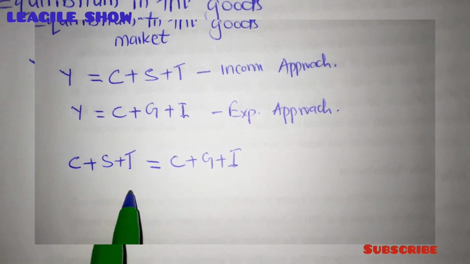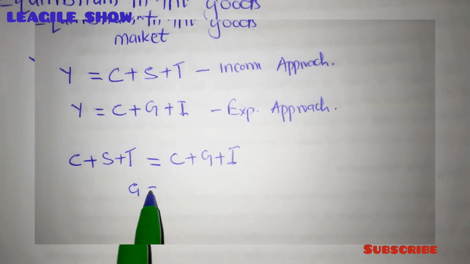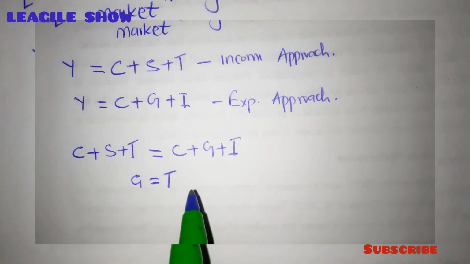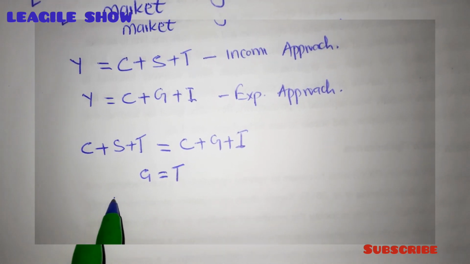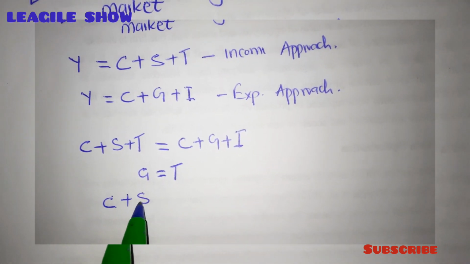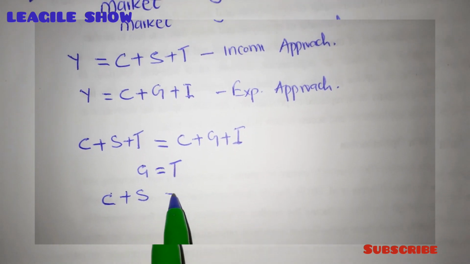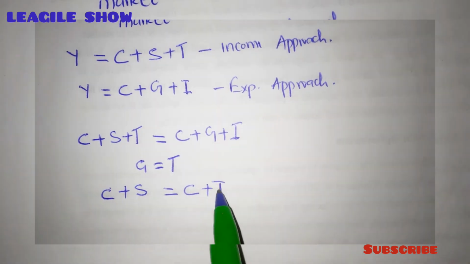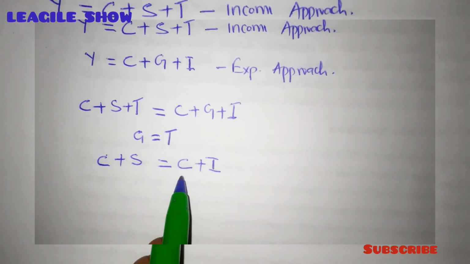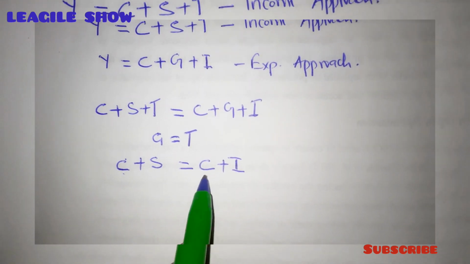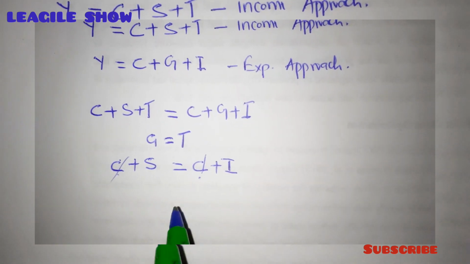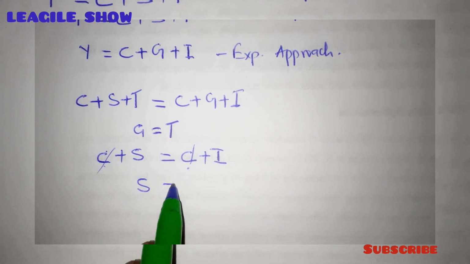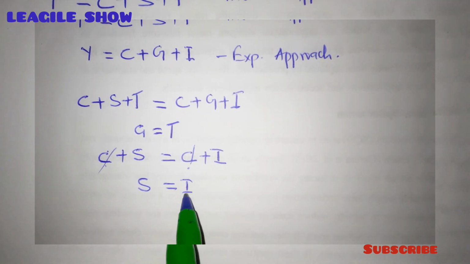But assuming that G is equal to T, in this case, we will be having C plus S, that is consumption plus saving, equal to C plus investment. But the consumption in this case will cancel out, to mean that in the goods market, the equilibrium will be at savings equals investment.